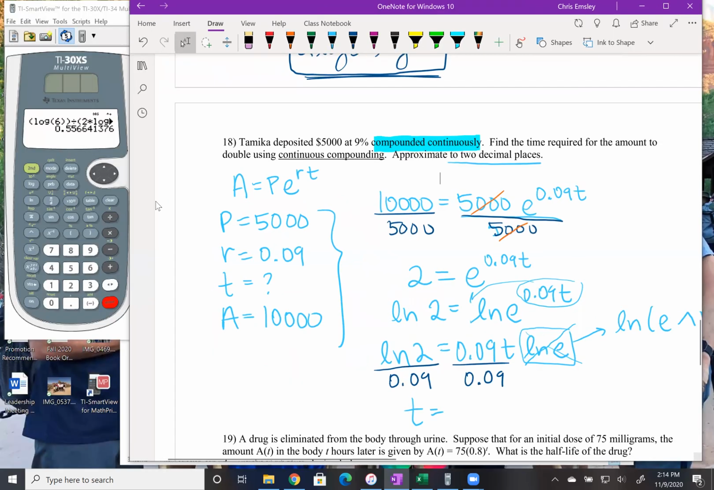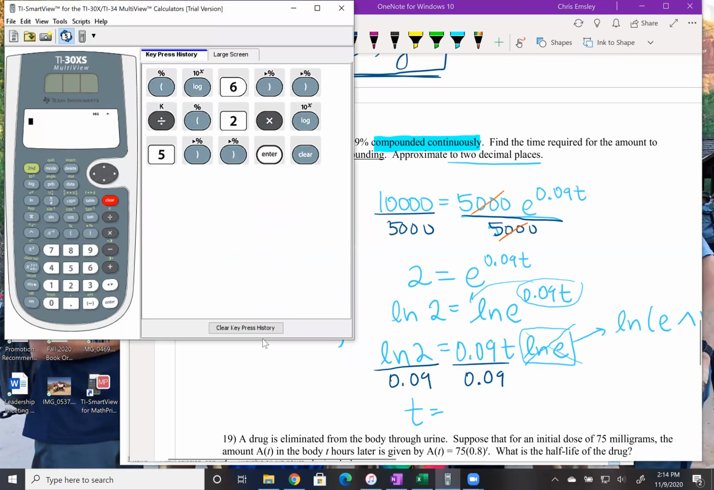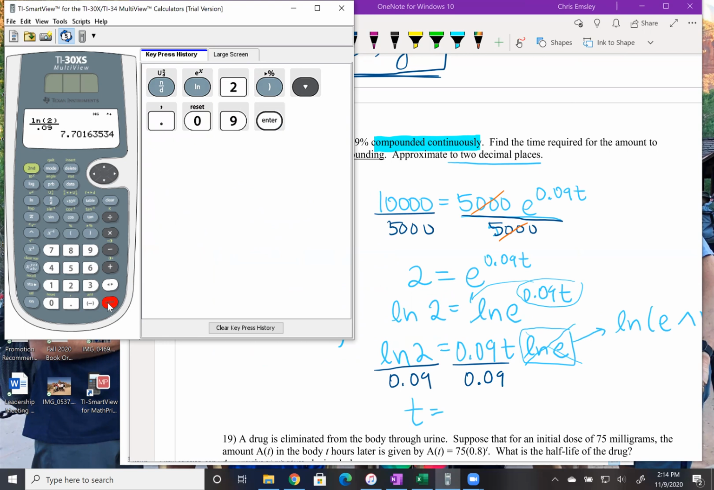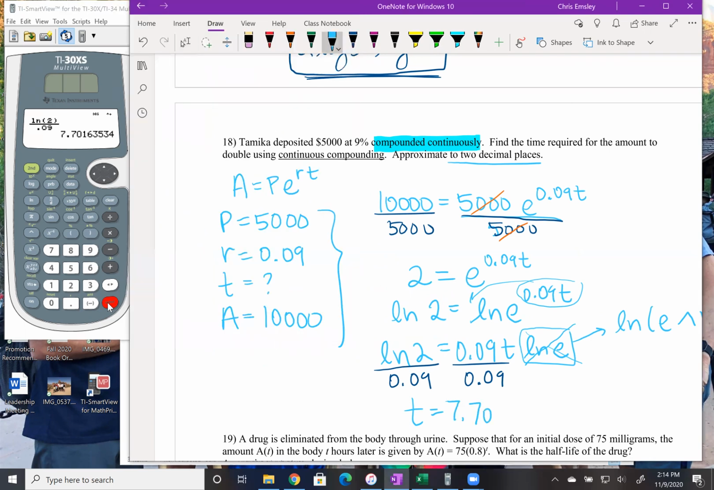So that's a hint that you want to grab your calculator. This time I'll use the fraction button. You can do it either way. Up top, we have the natural log of 2. Close the parentheses. Then down arrow for the denominator, we have 0.09. We hit enter, and our calculator spits out 7.70163, and more numbers. What we need to do is round to 2 decimal places. So we look at our second decimal place, and since a 1 comes after it, we're just going to report 7.70 years.